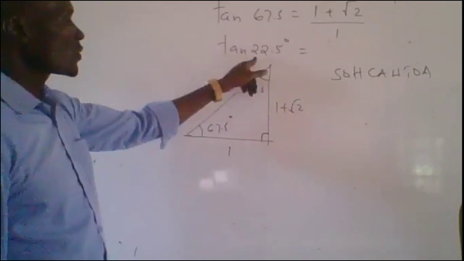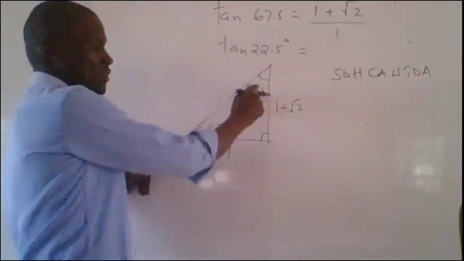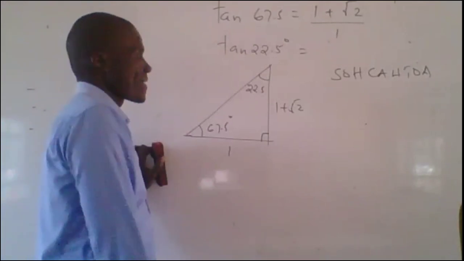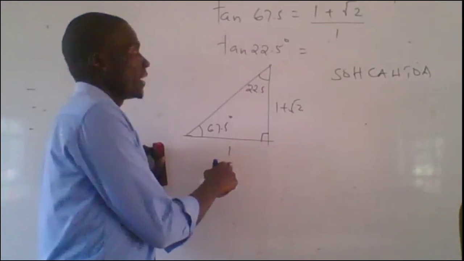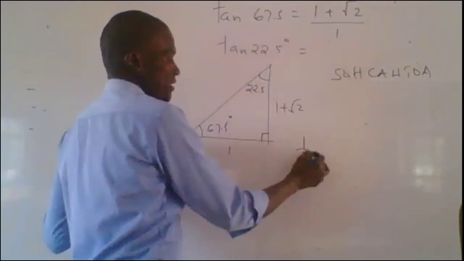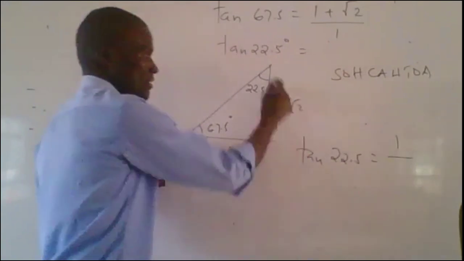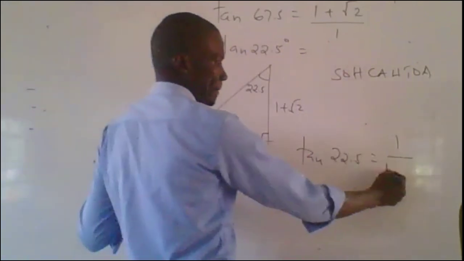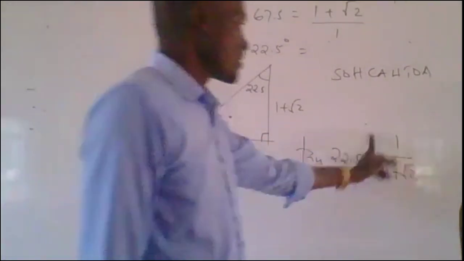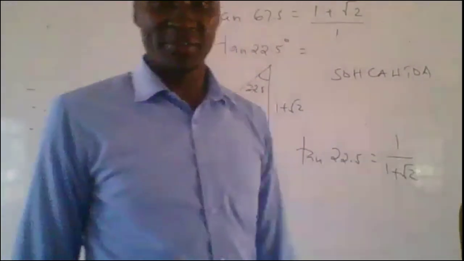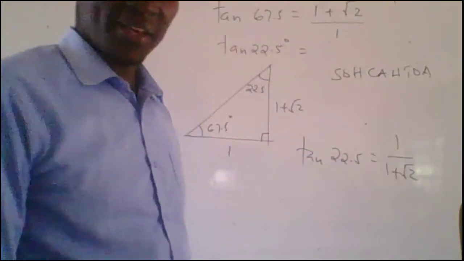But we don't need that because we need tan 22.5. Again, opposite over adjacent. What is the opposite of 22.5? 1. Very good. So tan 22.5 is equal to 1 over the adjacent. What is the adjacent? 1 plus square root of 2. Very good. So you simplify this. How do you simplify that?